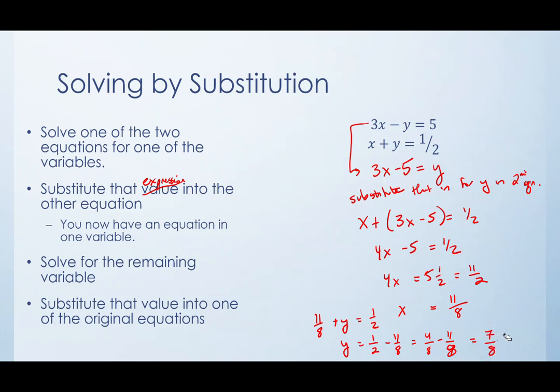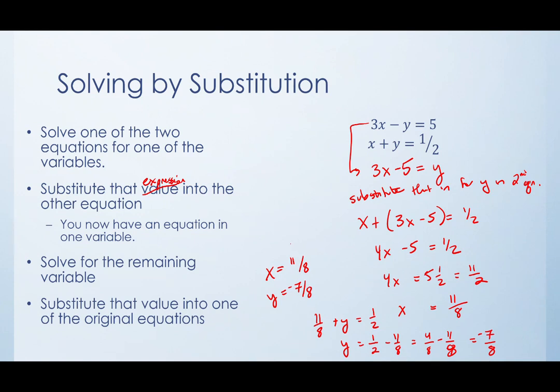So there we go. We have our solution. x equals 11 eighths. y equals, that should be a negative 7 eighths. Right?